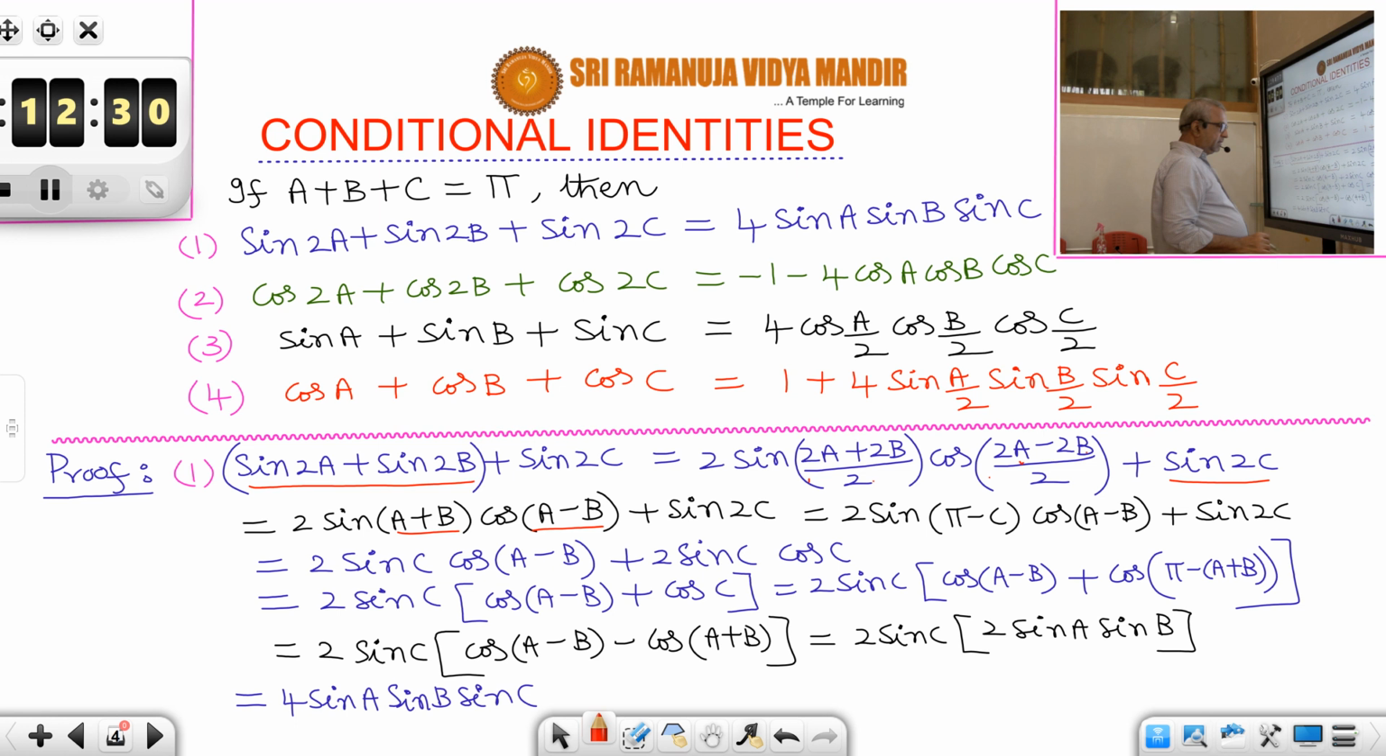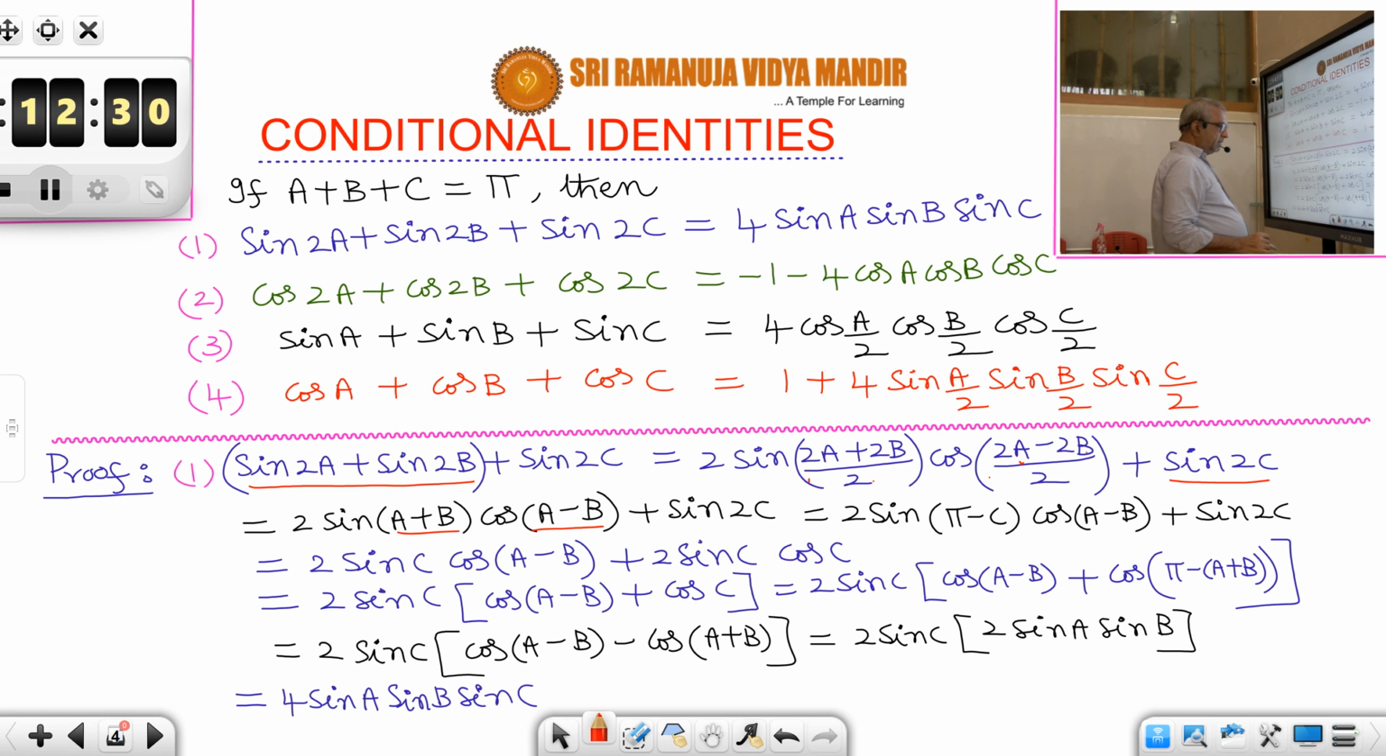But in the next step, this A plus B can be written as pi minus C, because A plus B plus C is equal to pi. Total is 180 degrees. So A plus B can be written as 180 minus C, pi minus C. Other terms remain the same. But what is sin(pi minus C)? Sin(180 minus C) is sin C. So 2 sin C cos(A minus B).